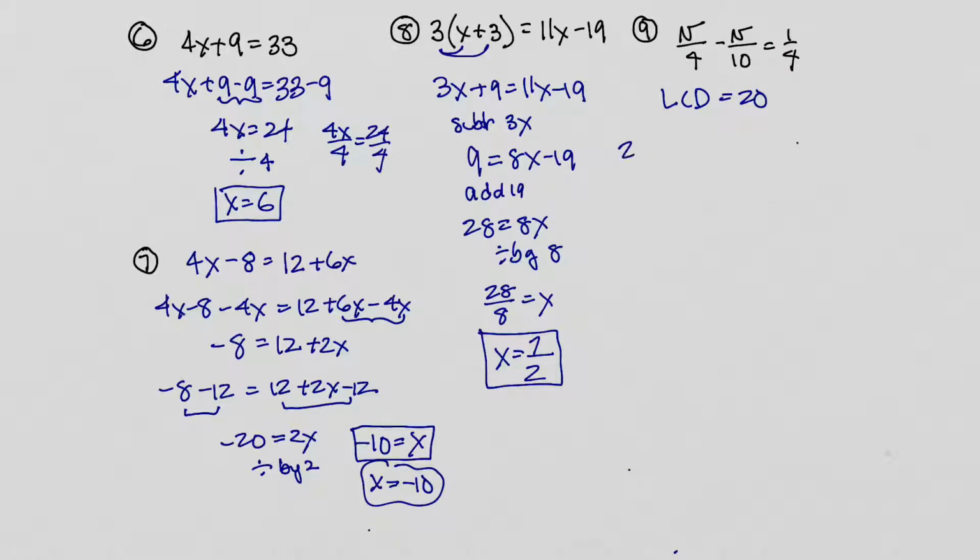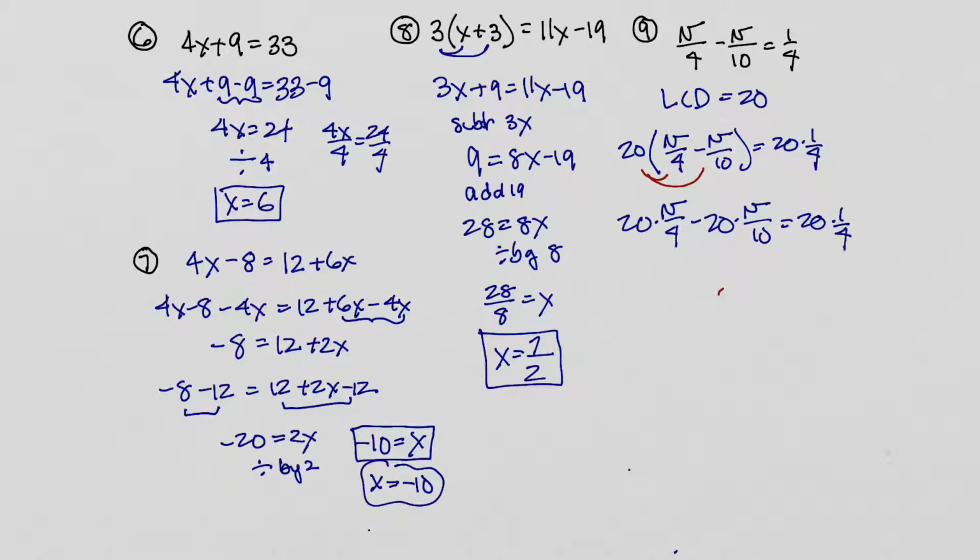It'll look like this, 20 times v over 4 minus v over 10. This is equal to 20 times 1 over 4. Now, what we'll do is distribute the 20 to the first term, then to the second term. That's going to look like this. I'm going to distribute it here and then over here. So it will look like this: 20 times v over 4 minus 20 times v over 10 equals 20 times 1 over 4.